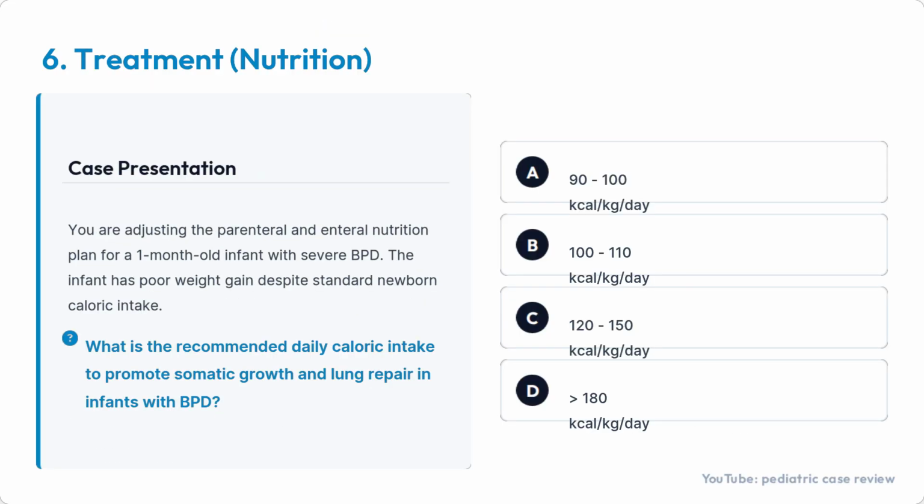Question 6. Treatment and nutrition. You are adjusting the parenteral and enteral nutrition plan for a 1-month-old infant with severe bronchopulmonary dysplasia. The infant has poor weight gain despite standard newborn caloric intake. What is the recommended daily caloric intake to promote somatic growth and lung repair in these infants? Option A, 90 to 100. Option B, 100 to 110. Option C, 120 to 150. Option D, greater than 180.